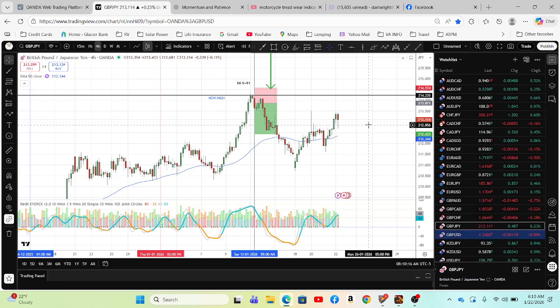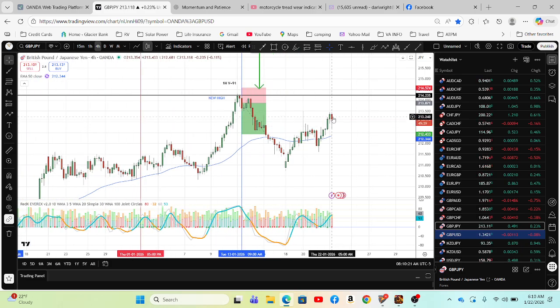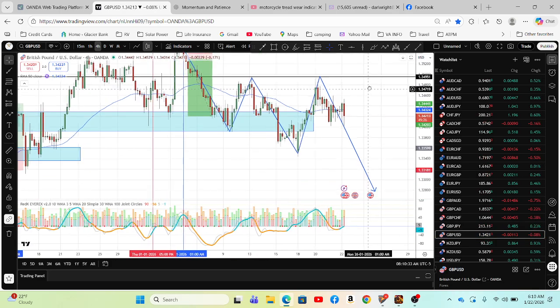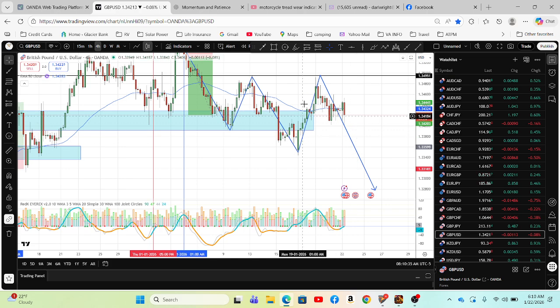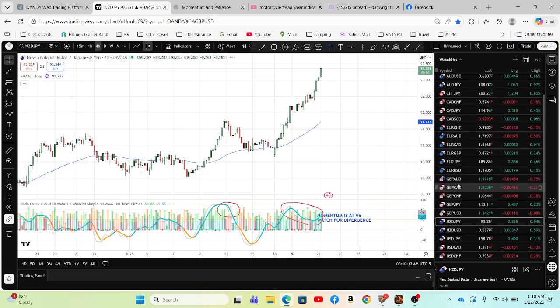But for now, I don't see anything. So what would this have to do now? It would have to come all the way down, break this swing low, and then pull back up to it. That's a long ways away, so I don't even bother with it. Okay, so this is something that I've been tracking, and I don't really see anything going on there.